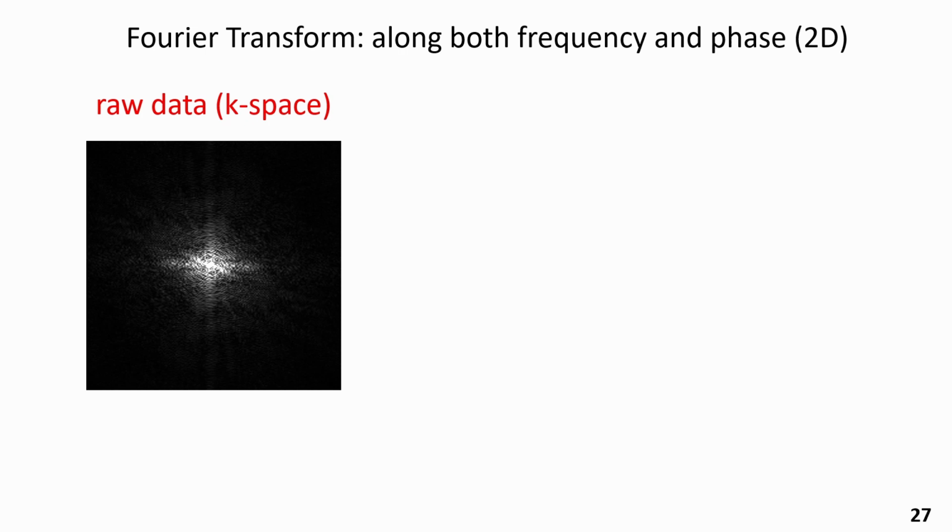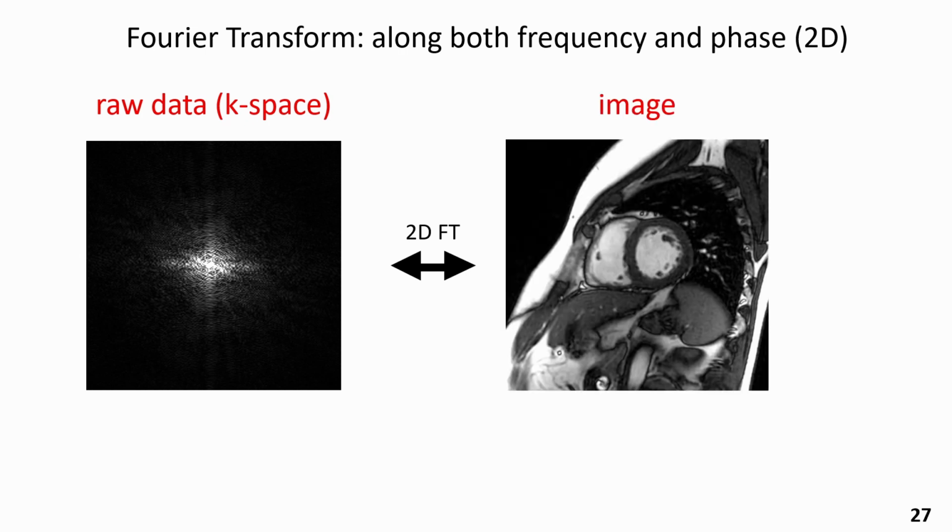If we take all the frequency encoded signals from all the different phase encoding experiments and put them together in a raw data matrix, then we have the so-called K-space. If we do a Fourier transform along both dimensions of K-space, then we get our image.